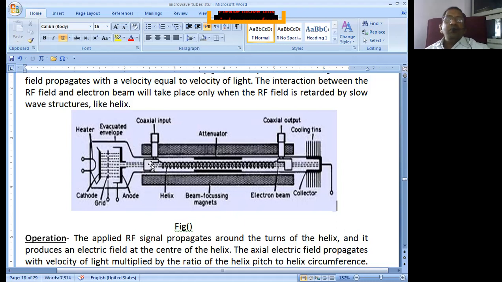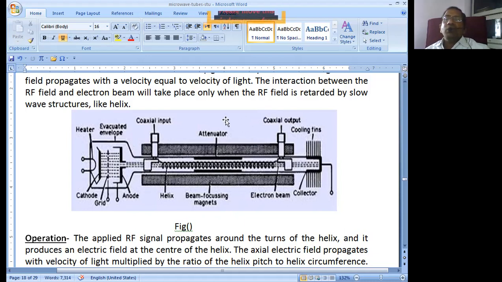helix. Here we take a copper wire and wind the copper wire in a helix fashion. And the electron beams will be directed to flow into this particular helical tube. And the output is collected from the other coaxial cable output.